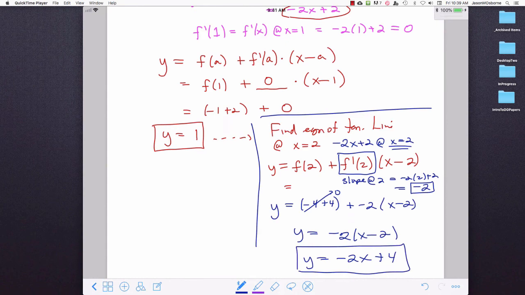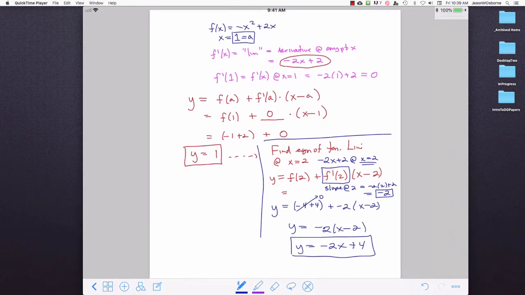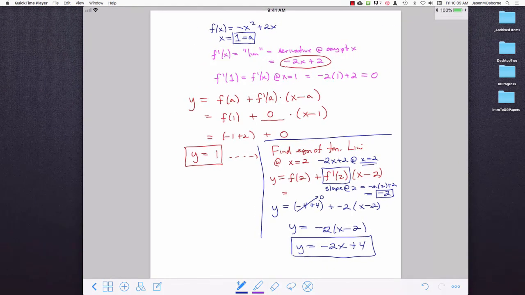So there are two computational examples on how to use the derivative function, which can be found by computing a limit, and using the derivative function to help you find the tangent line at 2 points. And that will end this short video.